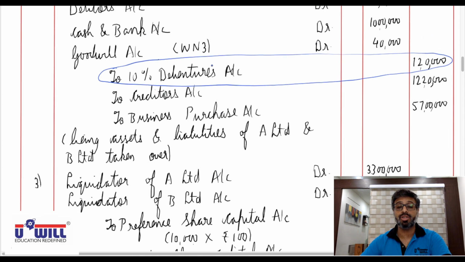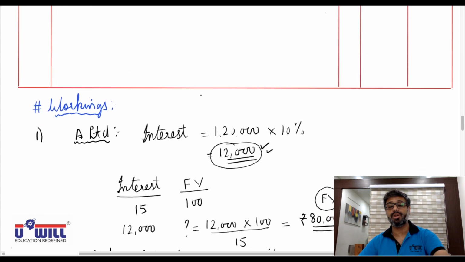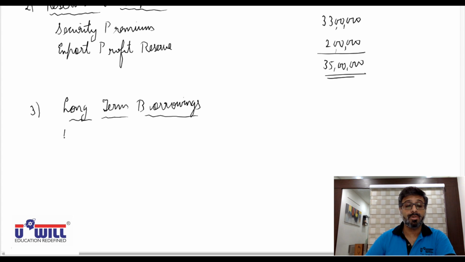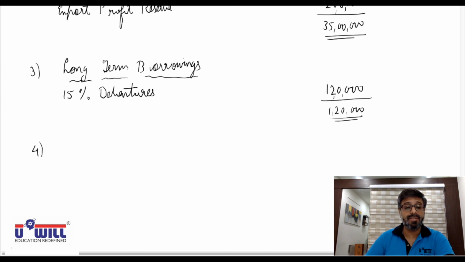10% debentures account is already getting closed. So now in the new company instead of 10% we are going to pay 15%, and the agreed value is 1,20,000. So here 15% debentures and agreed value, all of you write down 1,20,000. Okay, non-current liabilities.